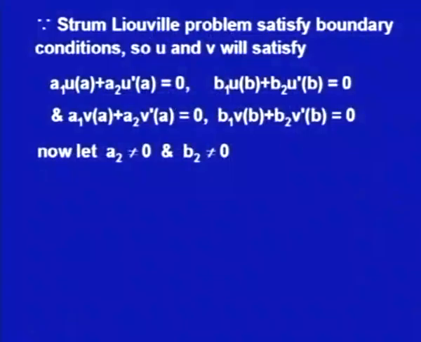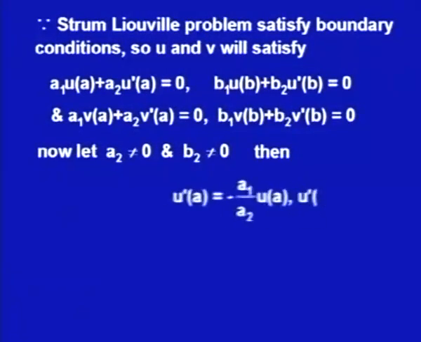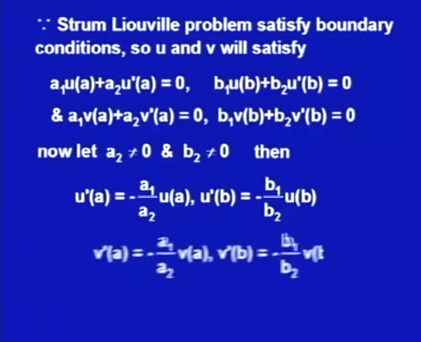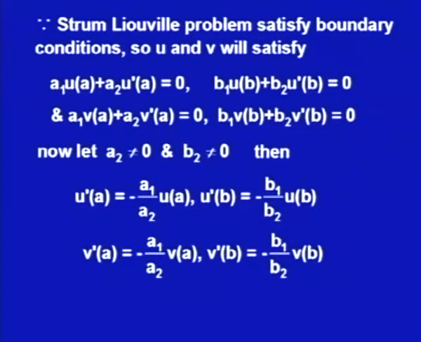So, we are assuming that a2 is not 0 and b2 is not 0. That says we can write u dash and v dash in terms of u and v. Let us see how. U dash a from the first equation can be written as minus a1 upon a2 u a, and u dash b as minus b1 upon b2 u b. Similarly, v dash a as minus a1 upon a2 v a, and v dash b as minus b1 upon b2 v b.